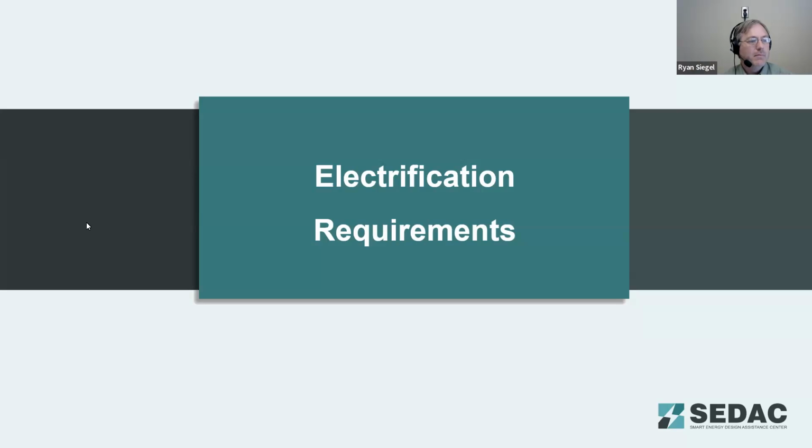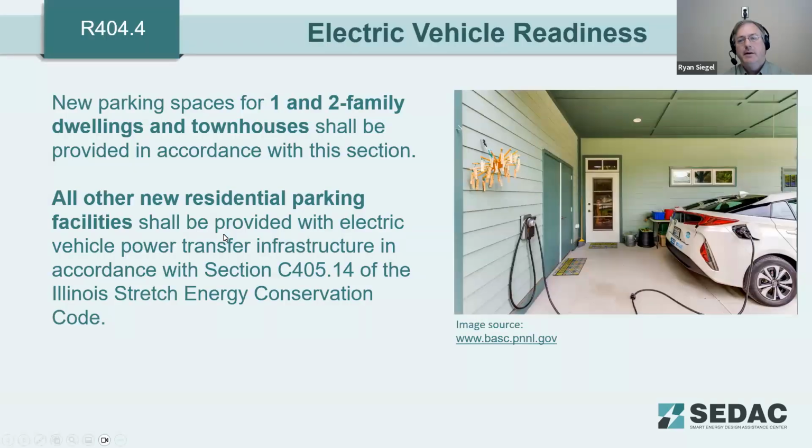All right, share those real quick. And I will let Ryan talk a little bit more about electrification requirements. All right. So this is not the all-electric appendix that we will talk about later. This is going to be in the base stretch code, electrification readiness. So for 1 and 2 family dwellings, calling for the new parking spaces to be provided. Other new residential facilities that are not 1 and 2 family dwellings will be referenced over to the commercial provisions for that.